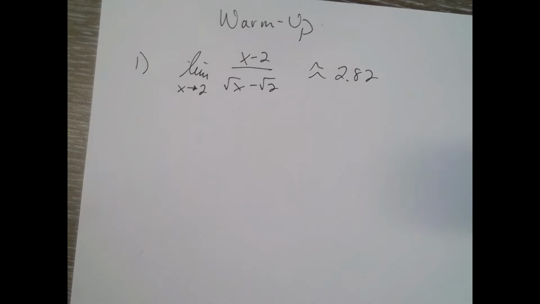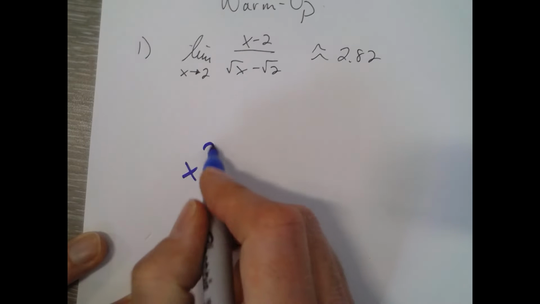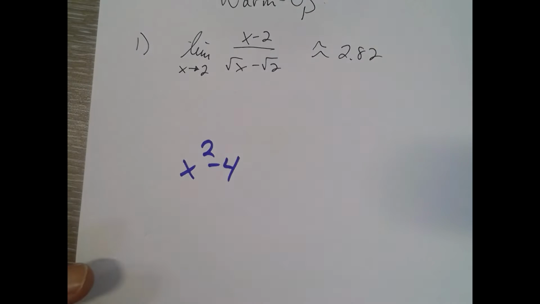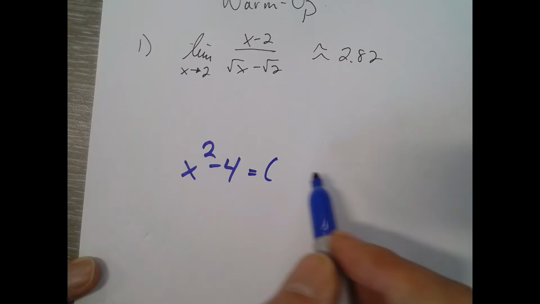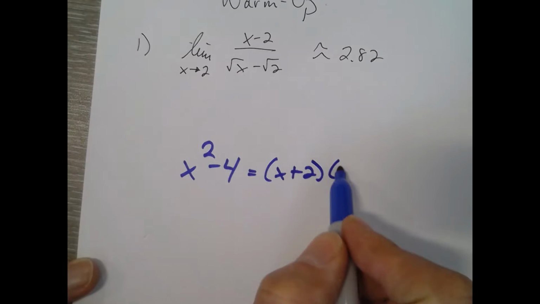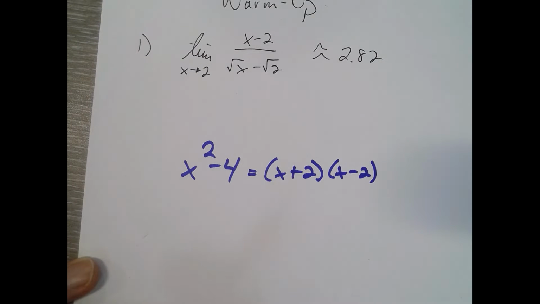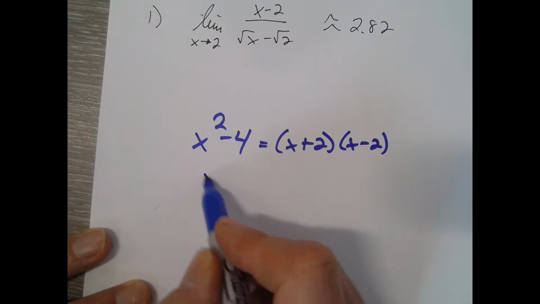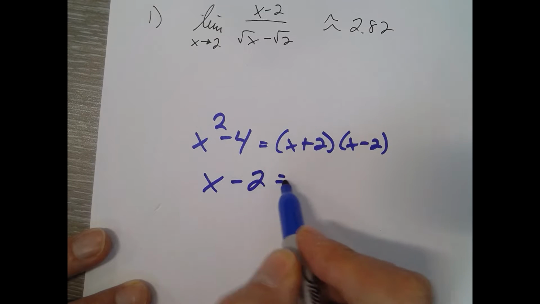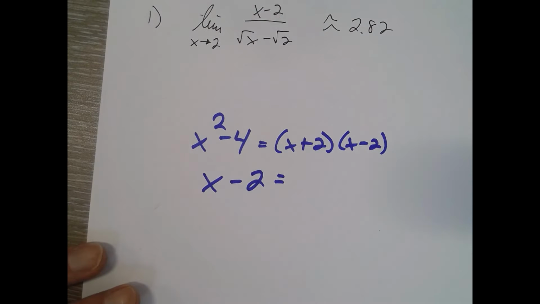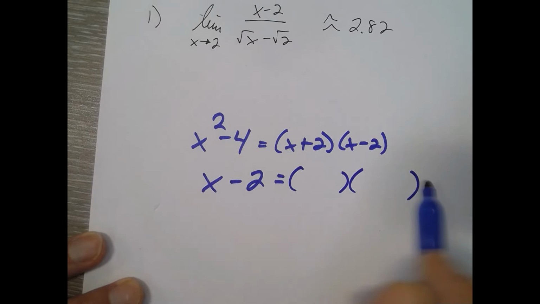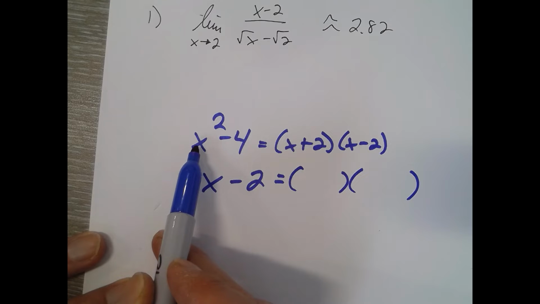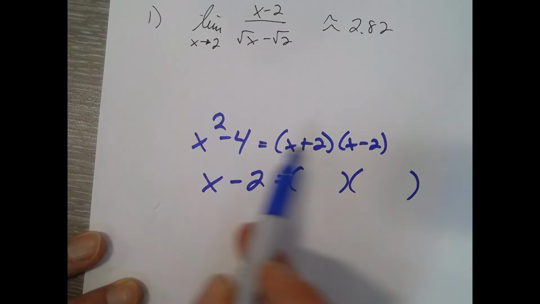We remember x squared minus 4, we factored that yesterday. What's x squared minus 4 factored to be? X plus 2, x minus 2. Very good. Okay, so what would x minus 2 factor to be if we consider that a difference of squares? The square root of x squared gives me the x's. The square root of 4 gives me the 2's.